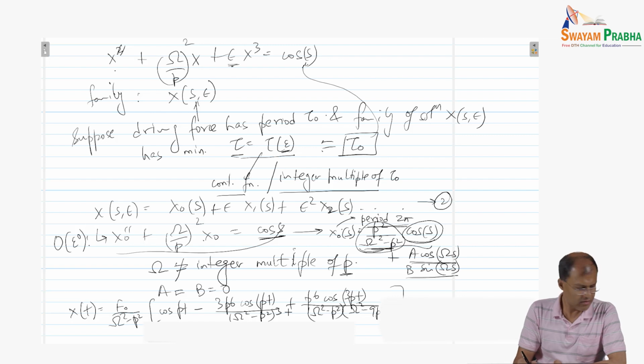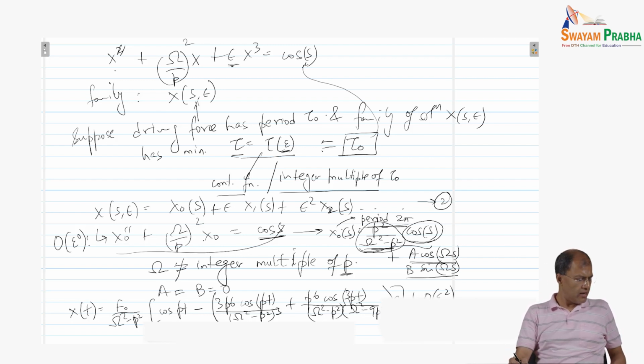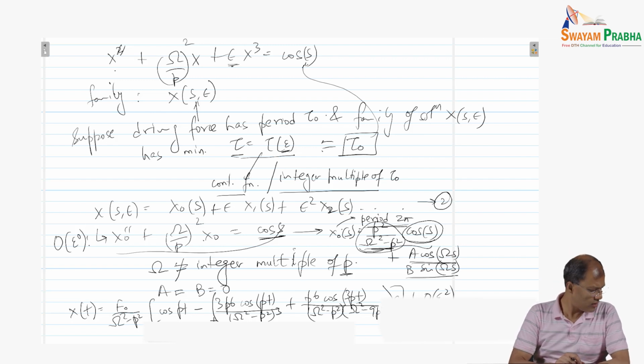So what have we got here? The second one is the order epsilon term. The third one is the order epsilon square term that we put here, and that is going to end our discussion in terms of the solution to this driven nonlinear oscillator.